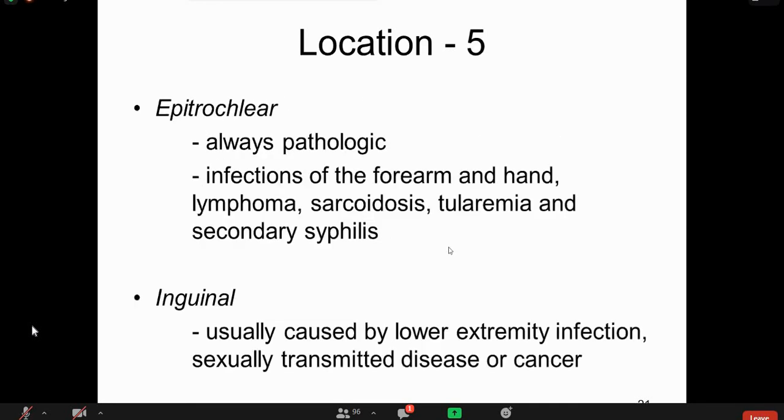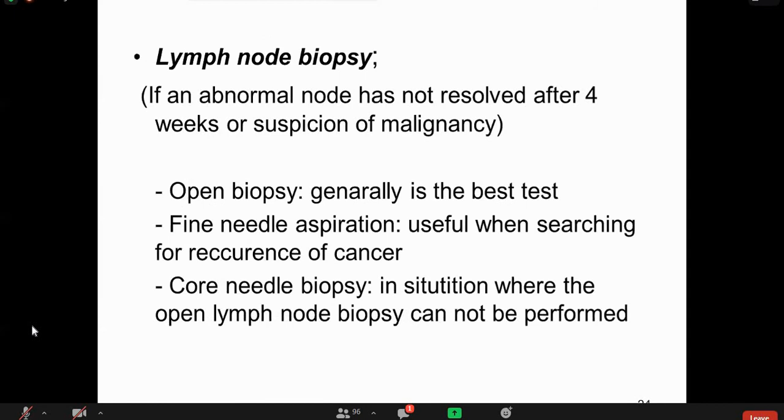Epitrochlear lymph nodes are always pathological. Infection from the forearm and the hand, lymphoma, sarcoidosis, tularemia, and secondary syphilis. Inguinal lymph nodes are usually caused by lower extremity infection and sexually transmitted diseases or cancer. The famous pelvic inflammatory diseases usually are responsible for the enlargement of the inguinal lymph node.